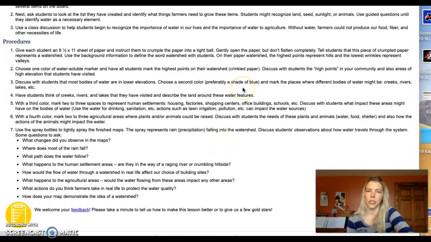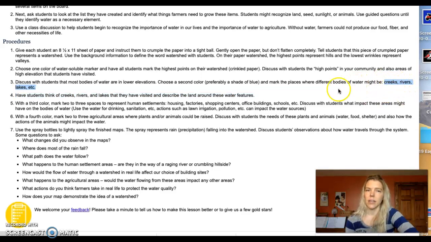And then make this watershed. So we have one color. After they crumple up the paper, they're going to have one color that shows the high points in their community, their hypothetical wad of paper community, right? They have a second color that's going to show the lower elevations, so the creeks, the rivers, the lakes.